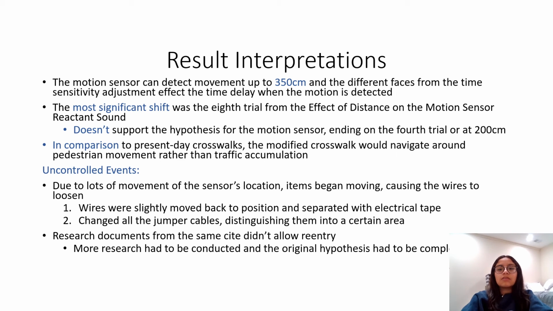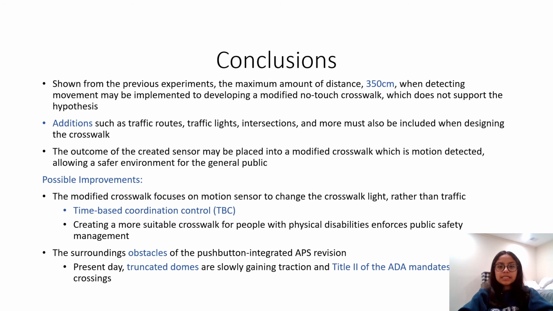Due to the differential steps for each item within the sensor, there were many uncertainties, such as the sensor's location. Wires and jumper cables began to loosen due to its transportation. Another factor were the citations no longer allowing student access, which resulted in a new hypothesis with further research. As shown from the hypothesis, it assists the maximum amount for distance for pedestrians when detecting movement, and with newer technology and generations, a modified no-touch motion sensor crosswalk with regards to age and disability is possible.